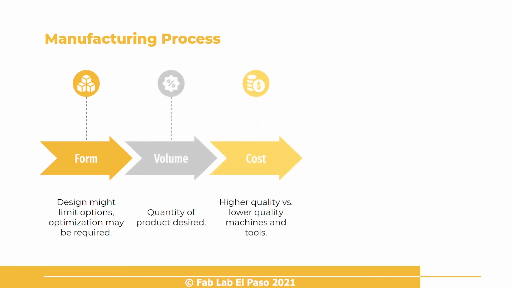Next is volume and cost. Higher quality machines and tools tend to cost a lot upfront, but they do last longer and have higher quality finishes. Similarly, choosing lesser quality tools may be cheap upfront, but in the long run might affect production and quality.